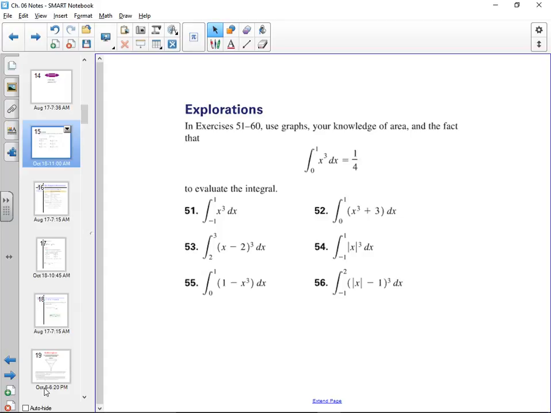So 56, what's going on? I don't really know. There's a minus 1 inside the argument, but then there's also an absolute value. So the minus 1 would be a shift down. Go down 1. Do you guys remember what an absolute value on the inside does to the graph?